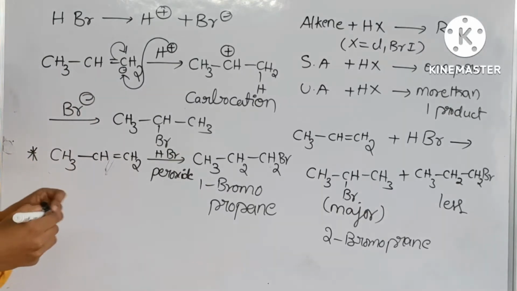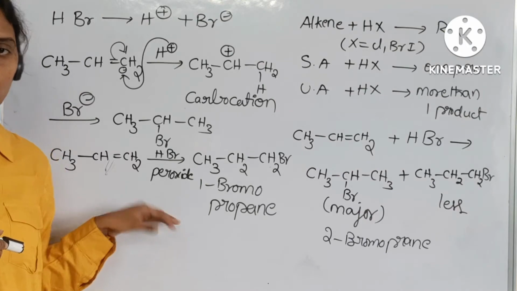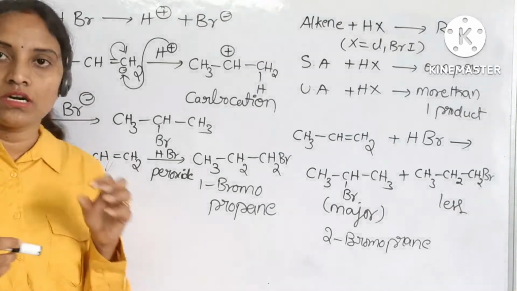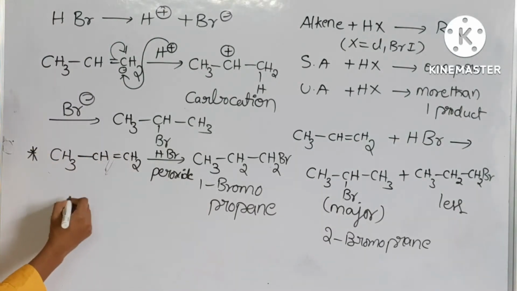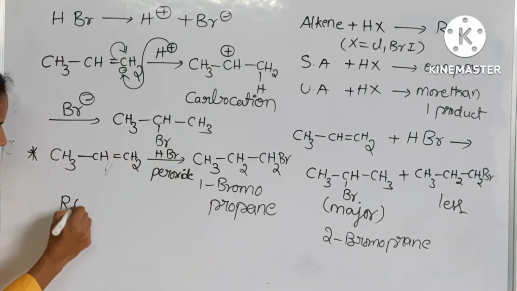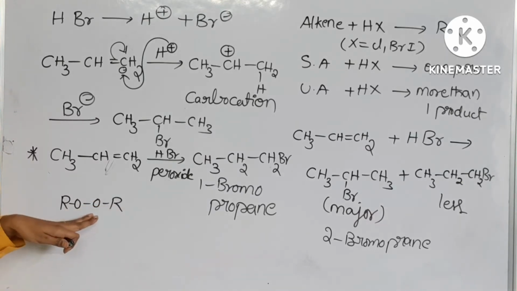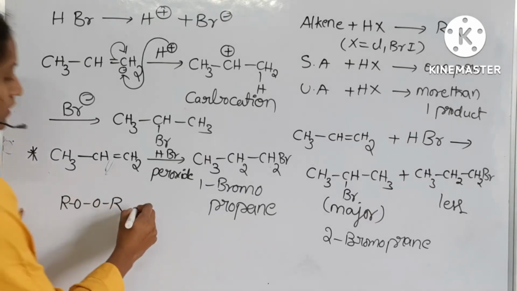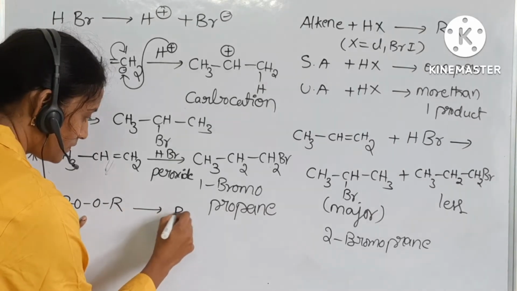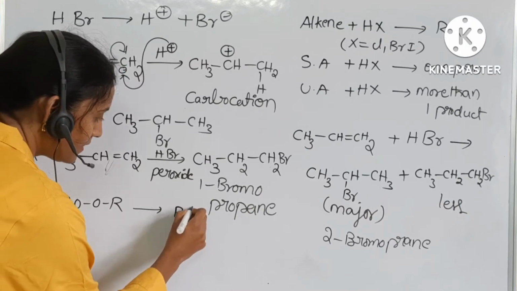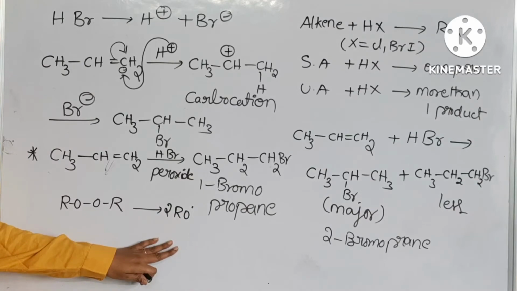Peroxide. If you see the mechanism for this anti-Markovnikov's rule, it follows free radical addition. Here I am going to write ROR. This is the peroxy linkage containing compound. Then it will break down into free radicals. Two alkoxy radicals will be formed.